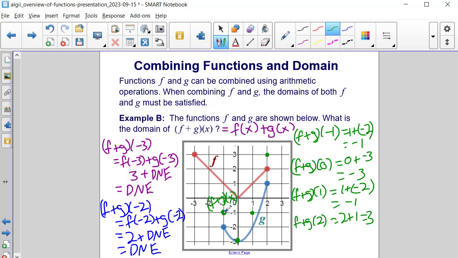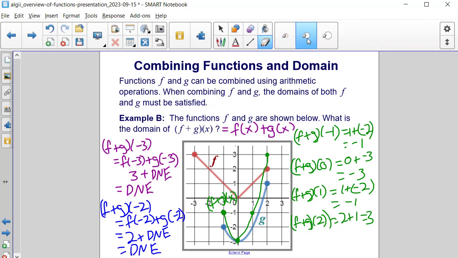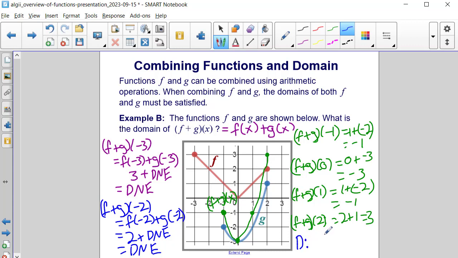So then if we connect our dots, it will probably look something like this. Also notice that f plus g of x could only be evaluated where both functions were able to be evaluated. Therefore, the domain of f plus g of x will be that x is contained in a set of real numbers from -1 to +2, including both endpoints.